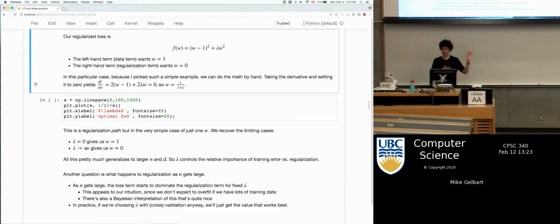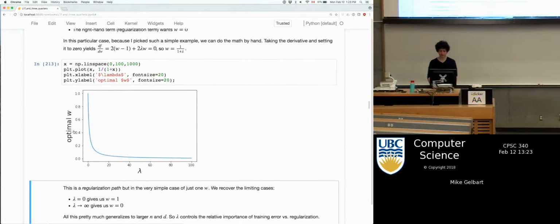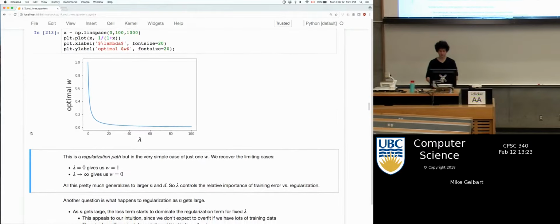I can solve. The math isn't really the point right now, but the point is what I actually get, which is 1 over 1 plus lambda, which looks like this. That's the function, 1 over 1 plus lambda. We saw regularization paths in the lecture. We had all these weights, and they were changing with lambda and converging to 0. So this is that. It's a regularization path with just one weight, because we only have one weight.